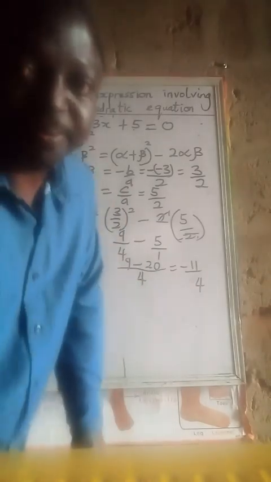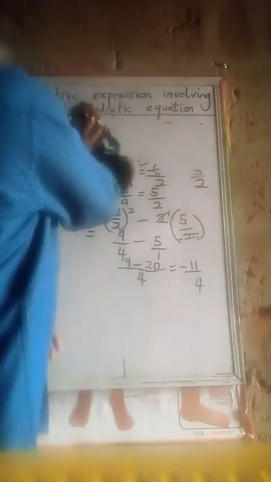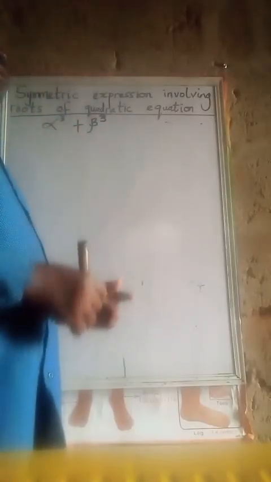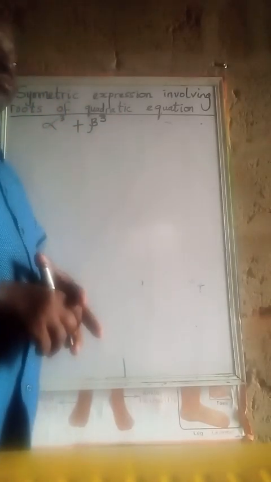Now, I want to also look at another symmetric expression, and that expression is alpha cube plus beta cube. Alpha cube plus beta cube. That is the sum of the cube of one of the roots and the cube of the other root.